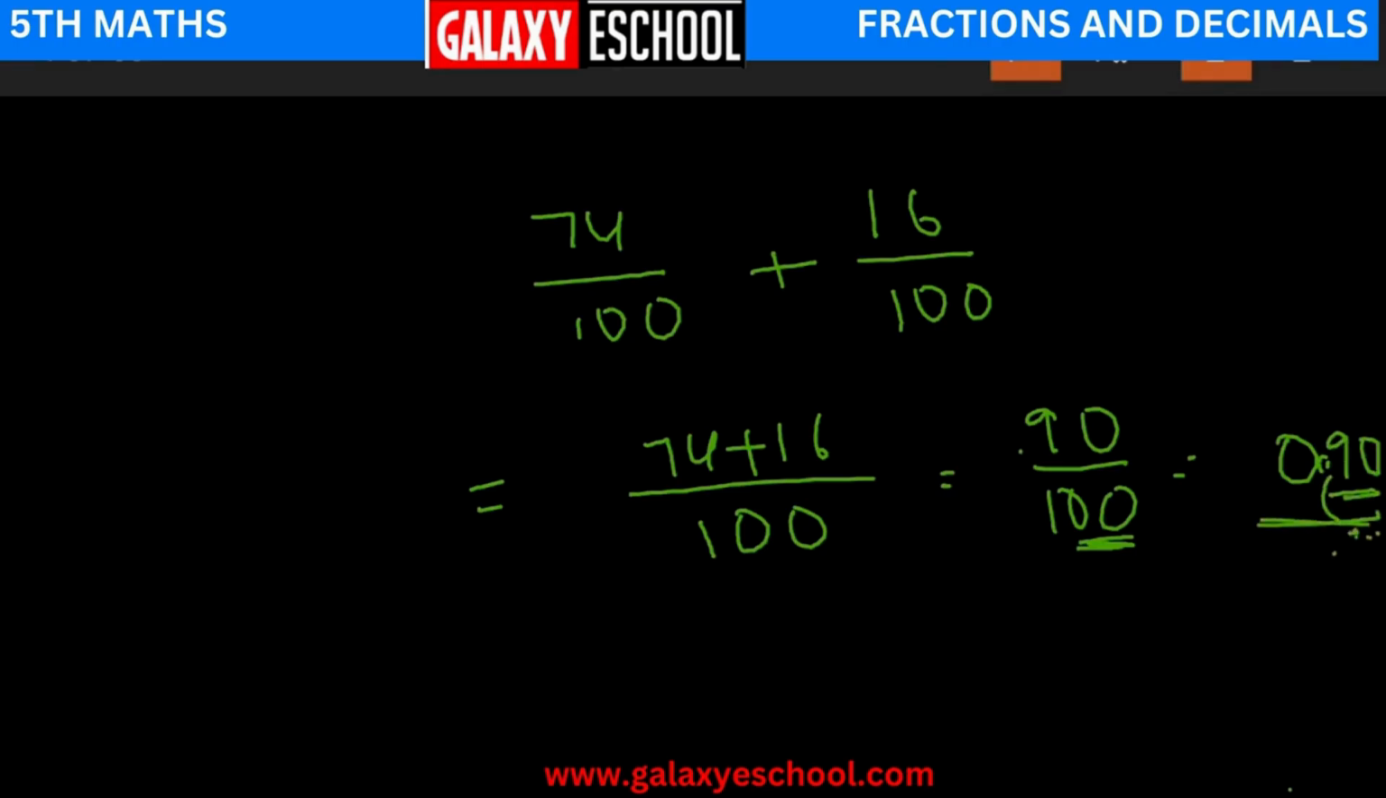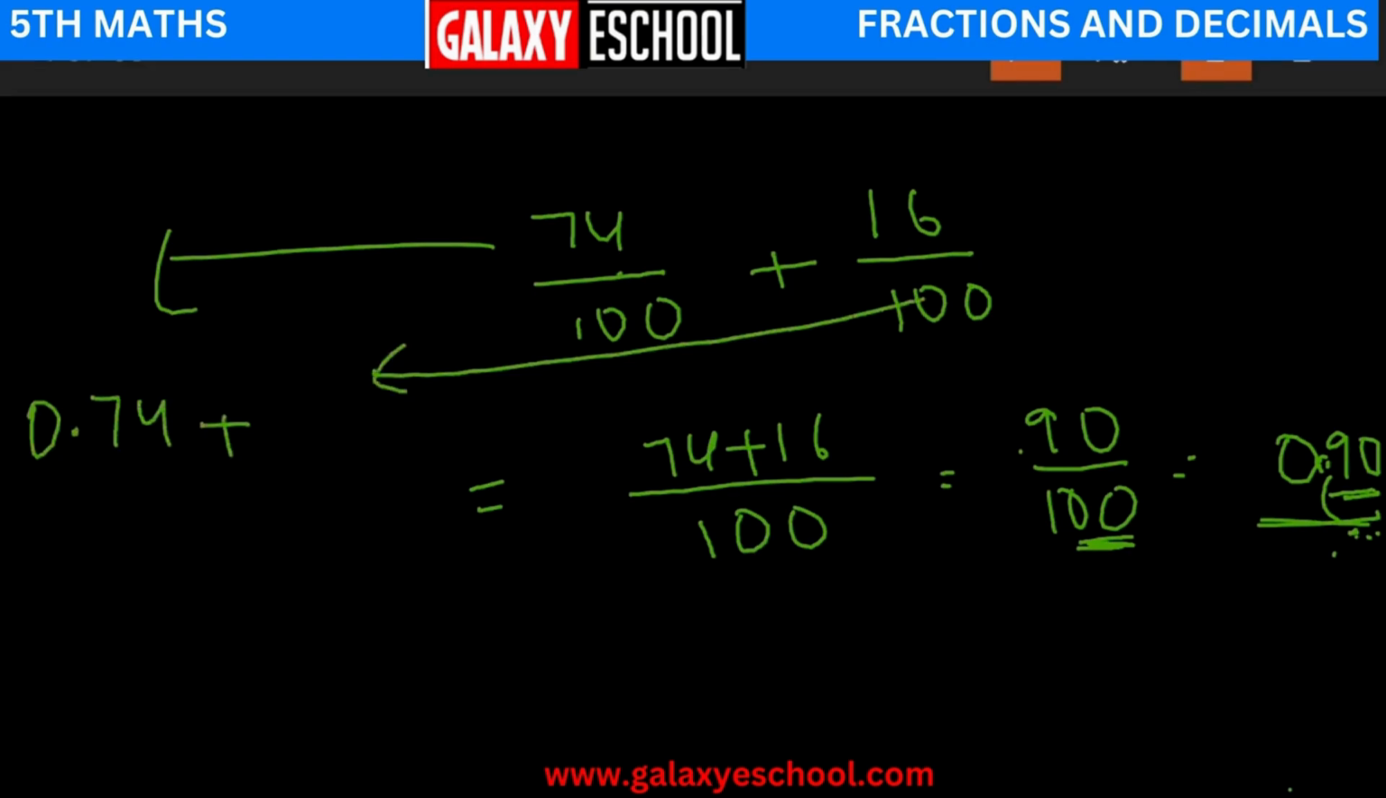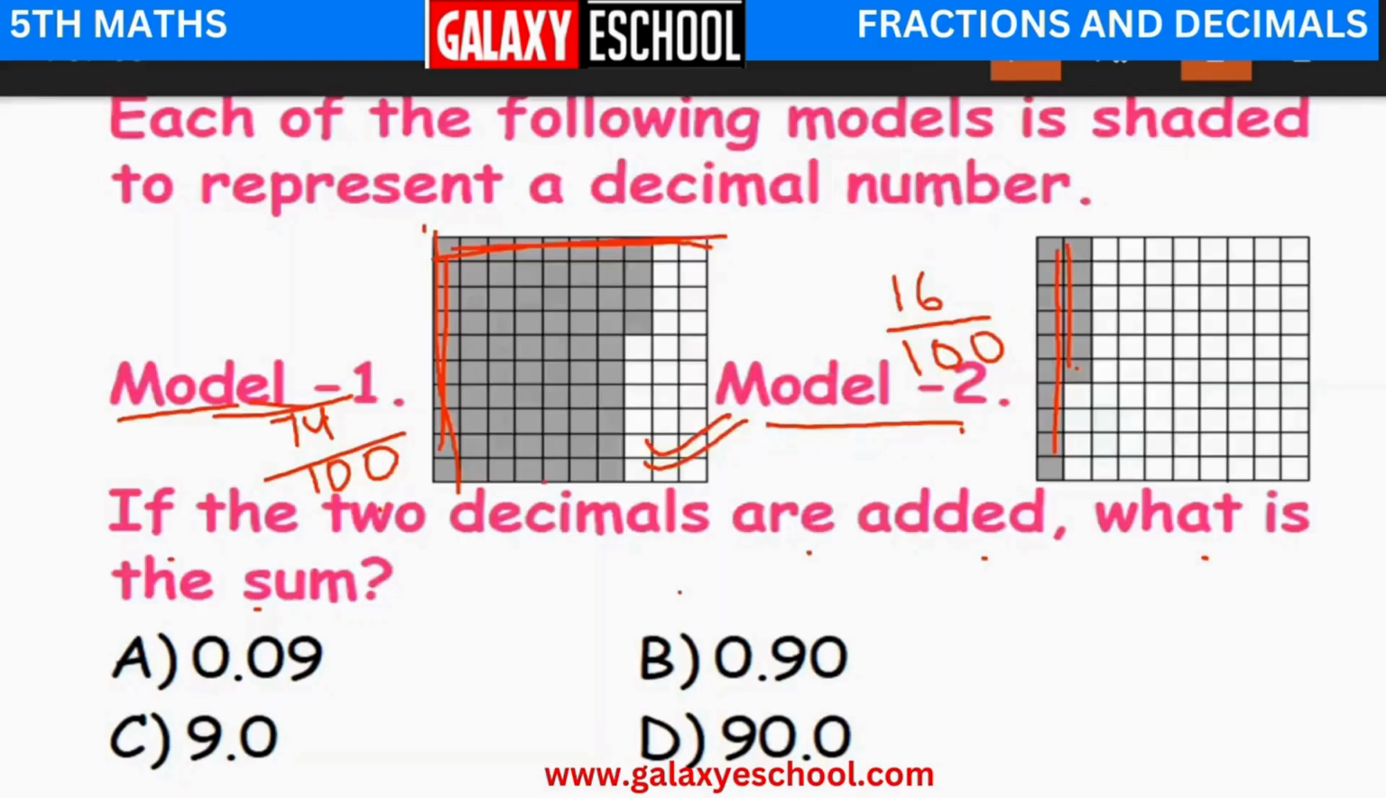0.90 will be our answer, or else this 74 by 100 becomes 0.74 plus 16 by 100 becomes 0.16. Now when we add these two, our answer will be 0.90 children. So either way the answer is 0.90. Option B is our correct answer.